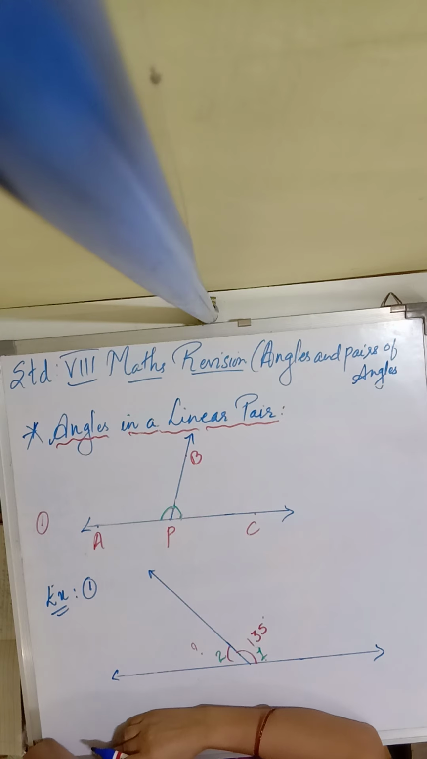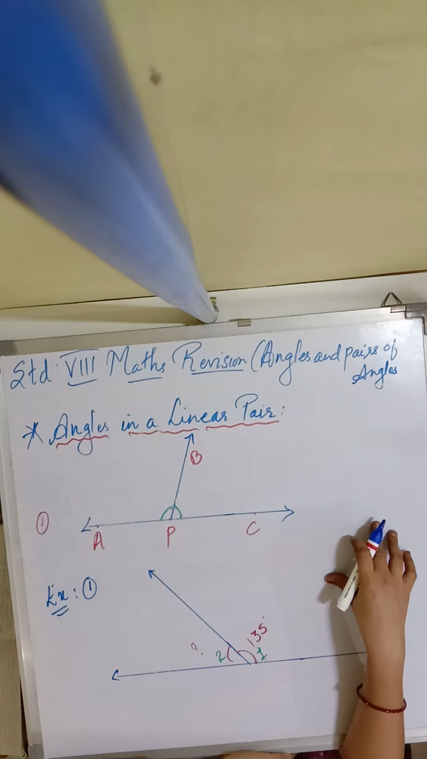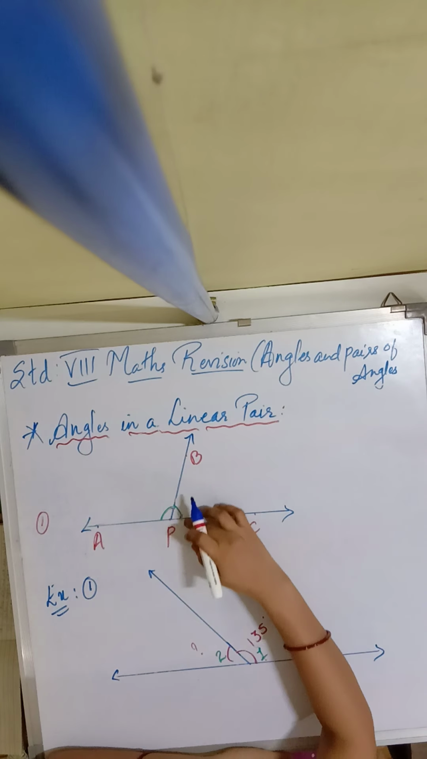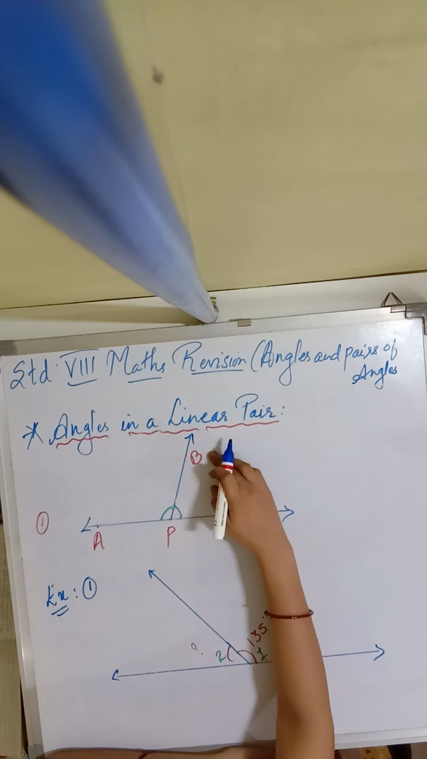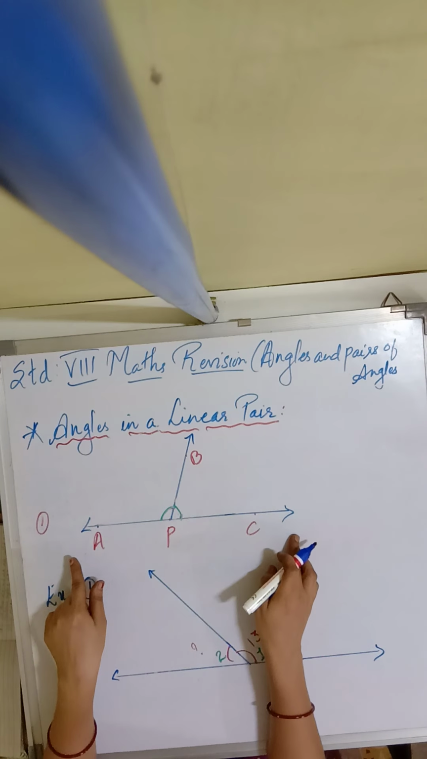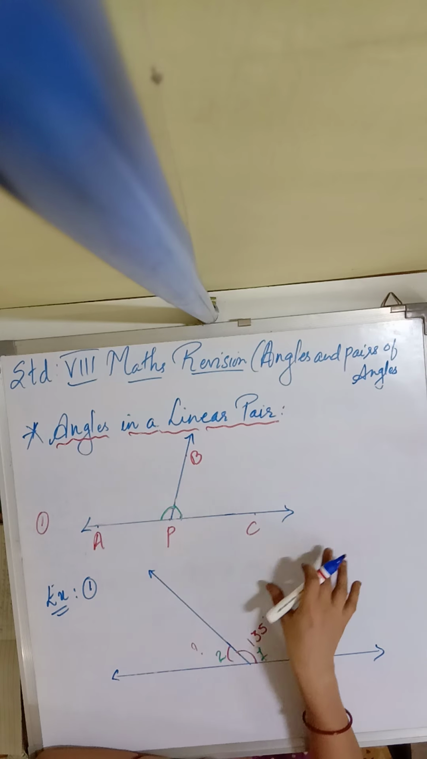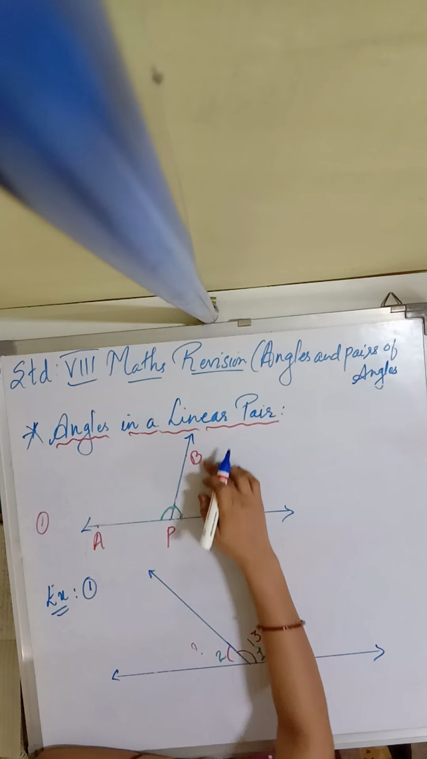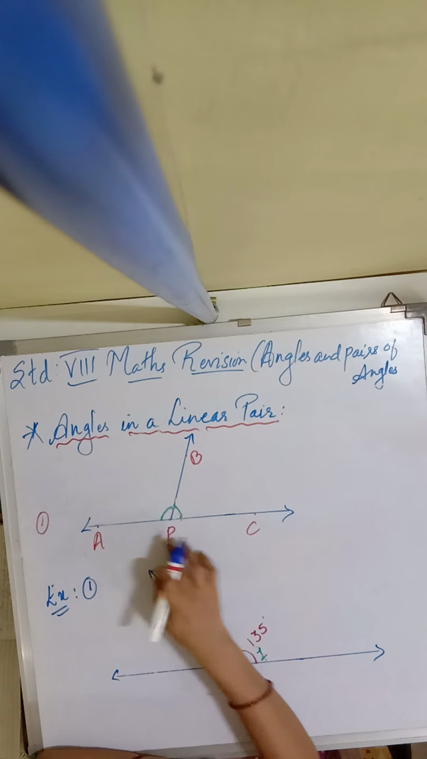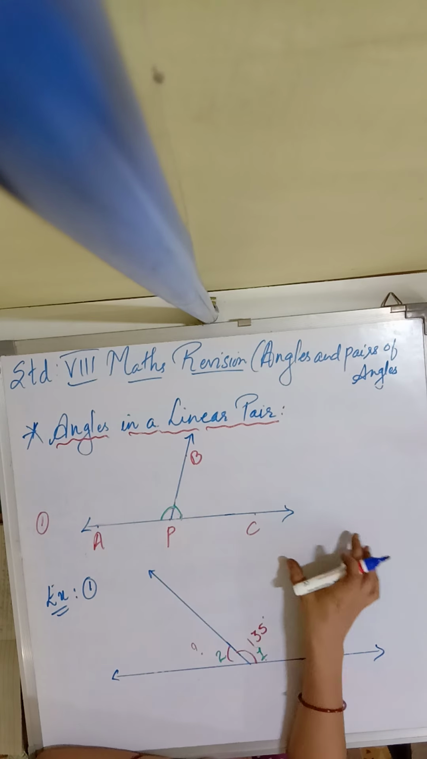Now see children, angles in a linear pair, what we had defined in the previous video, means angles with a common arm. Yes or no children? Angles with a common arm and the other arms forming a straight line. Here you can see I have drawn a pair of angles with a common arm and the other arms are forming a straight line. Such a pair of angles are said to be angles in a linear pair.